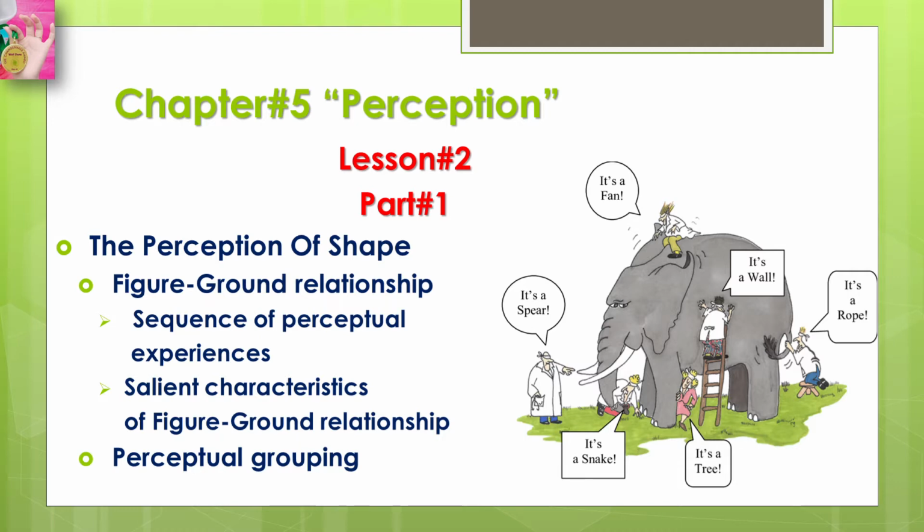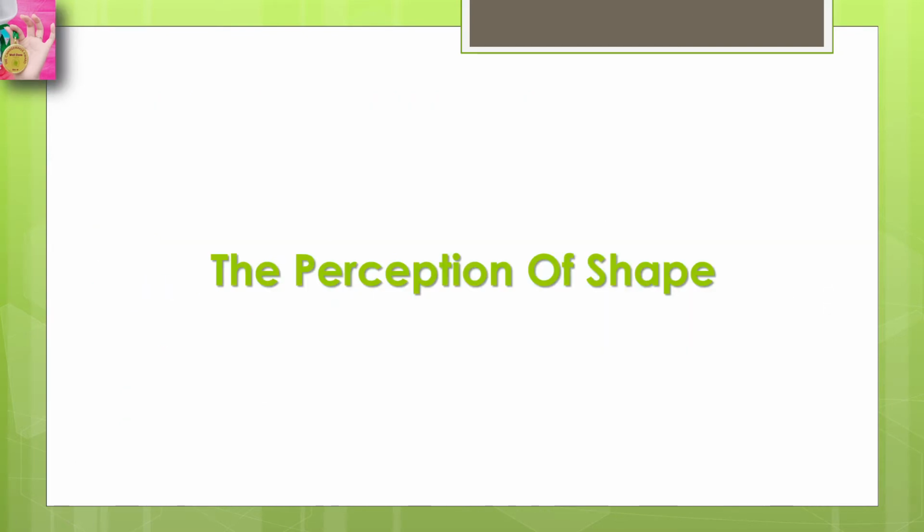Basically, lesson 2 is a bit long, so I decided to divide it into different parts, and each part covers a whole topic. In this video, we'll discuss the perception of shape, and under the topic of perception of shape, we will discuss the figure-ground relationship, and in the figure-ground relationship, we will discuss a sequence of perceptual experiences and then salient characteristics. Let's start with today's video, the perception of shapes.